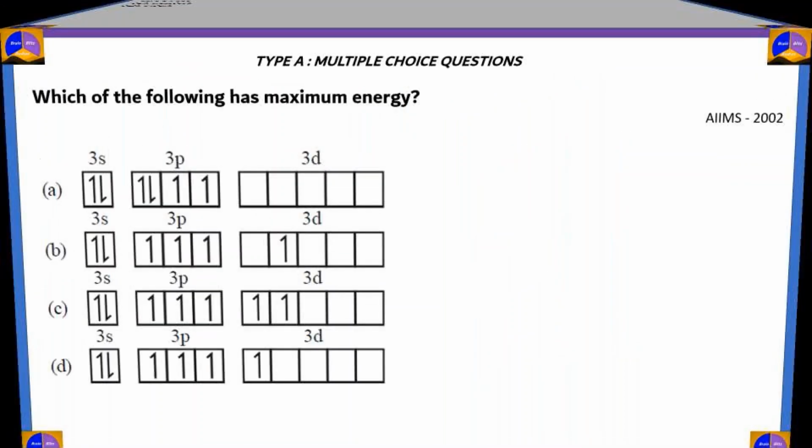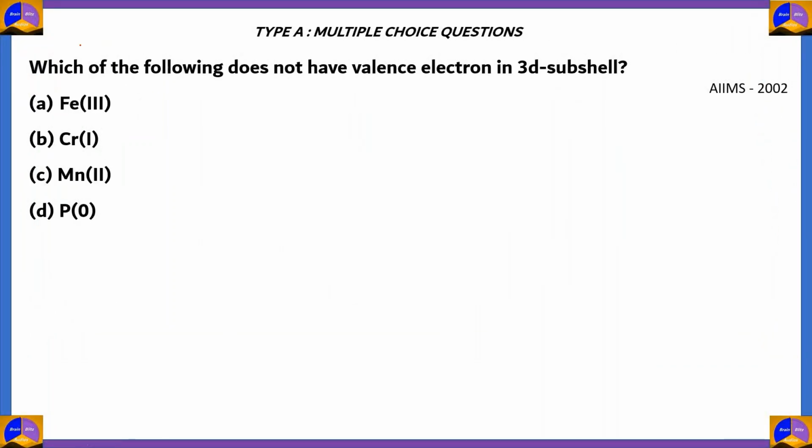Option C is the right option. Let's look at this question. Which of the following does not have a valence electron in the 3d subshell? Fe3+, Cr+, Mn2+, P0. I mean, Po, it's actually P0. Po would mean it's polonium, but here it's actually phosphorus.